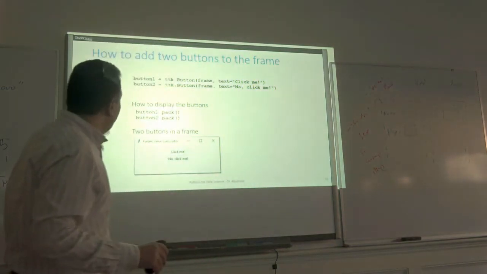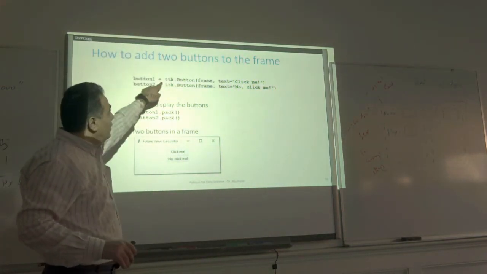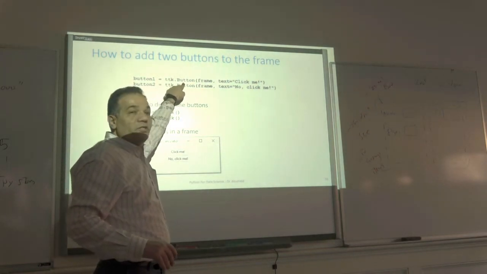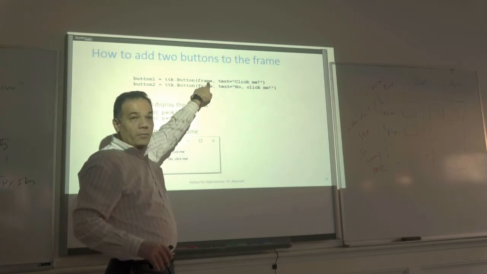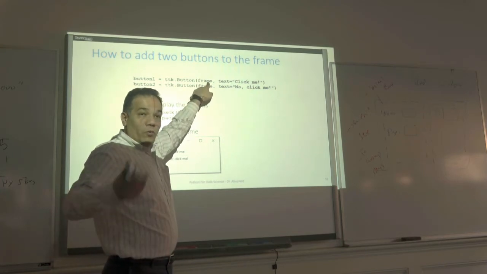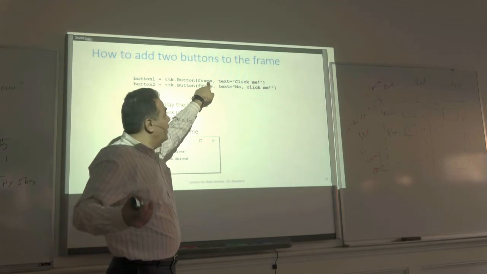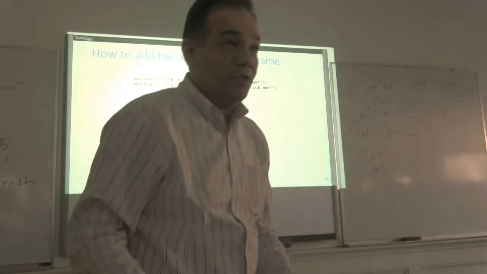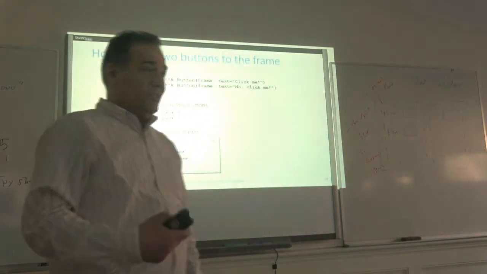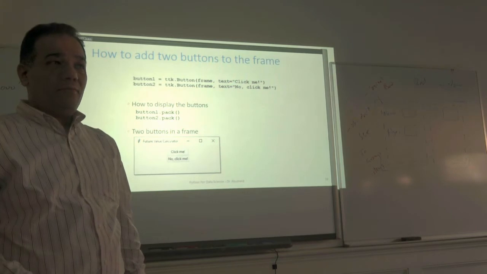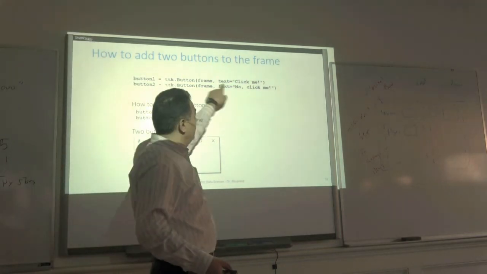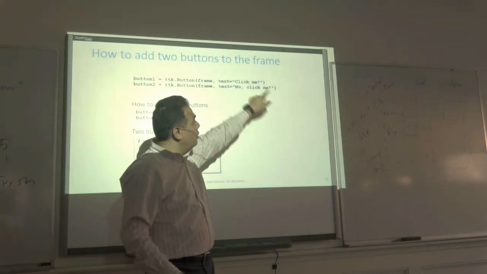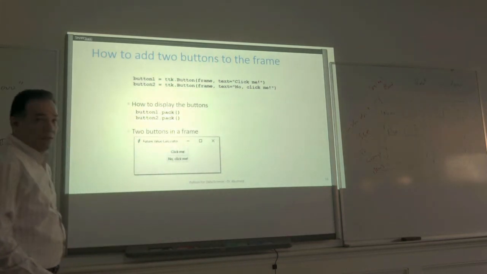So here, what you did, button 1, TTK button. What is the parent? Frame. Could it be the root? It could be, but we're going to use the frame. And then every widget has different attributes, depending on the function. You have to learn it. So what does the button usually have? Text. So what is the text? Click me. Button 2. What's the text? Click me. All right.